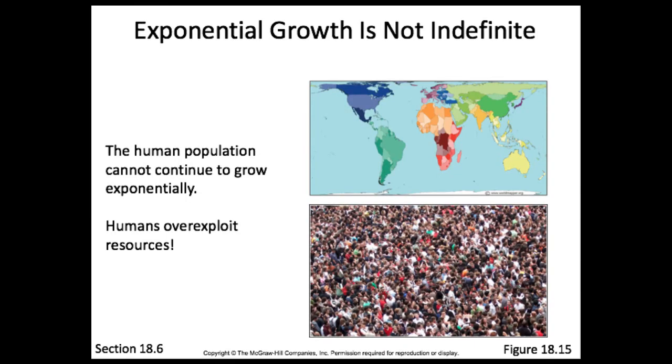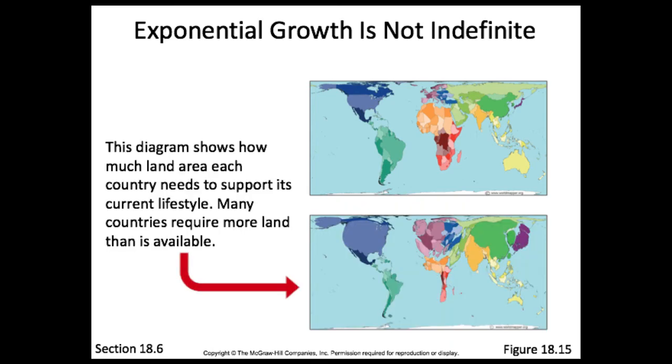The human population cannot continue to grow exponentially. We are, in fact, overexploiting resources, and we need to make those changes in our lifestyle to really help accommodate these problems. In this map in our book, it shows us how much land each country would need to support the current lifestyle. And notice the United States, it swells up huge because we consume so many of our world's resources.